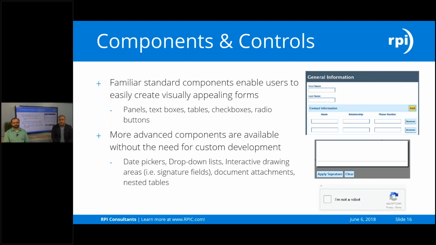Items such as date pickers with calendars or drop-down lists, interactive drawing areas. As you saw in the demo, there was that pane with the image of a person where you can circle where the injuries happened. All of that is out-of-the-box functionality that you're able to just drag into the forms, kind of like a widget. You're also able to do document attachments, as you saw in the demo as well, nested tables, signature fields, and even CAPTCHAs. That allows you to verify if you're a human or not. And again, that's all out of the box. Just drag it into the form pane.